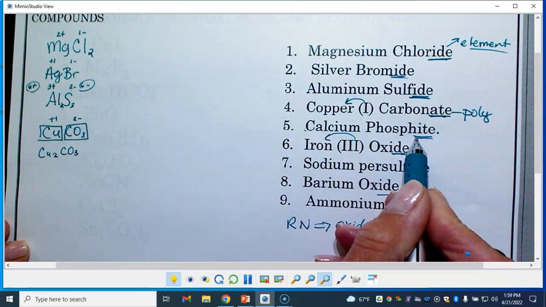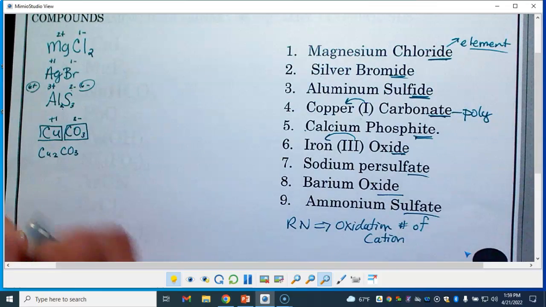Calcium phosphite. So calcium is Ca. This is where yesterday's stuff comes into play. You don't have phosphite on your list, right? But what do you have on your list? You have phosphate. So if it ends in ITE, how's my oxygen altered? -1. So what's the formula for phosphite?